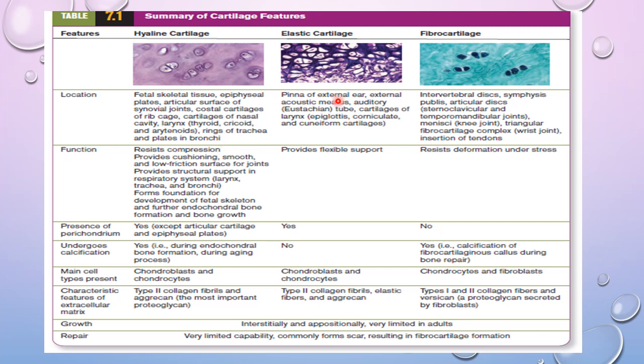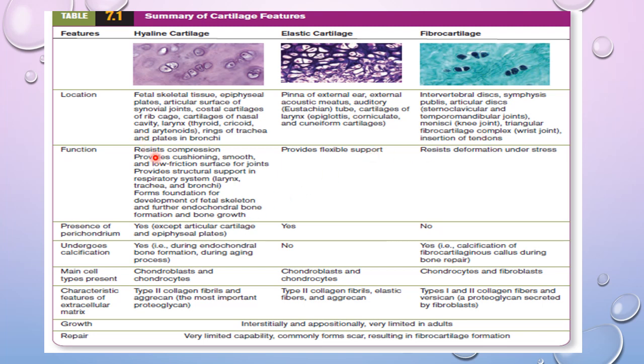The elastic cartilage is present in the pinna of the ear, external acoustic meatus, cartilage of the larynx, that is the epiglottis, the corniculate, and the cuneiform cartilages. The fibrocartilage is less in distribution. It is present in the intervertebral discs, the symphysis pubis, the articular disc of the sternoclavicular and the temporomandibular joints, and the menisci of the knee joints.